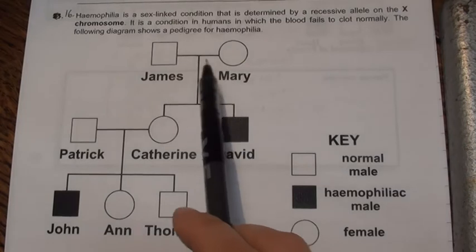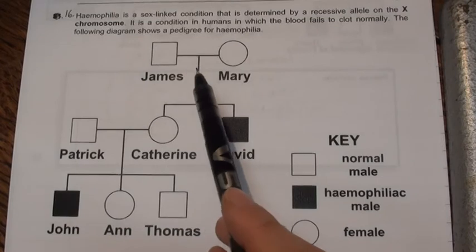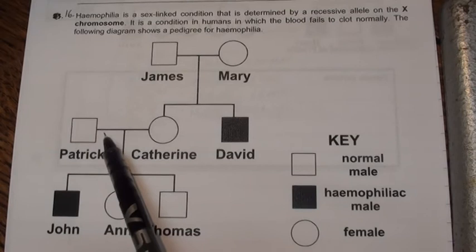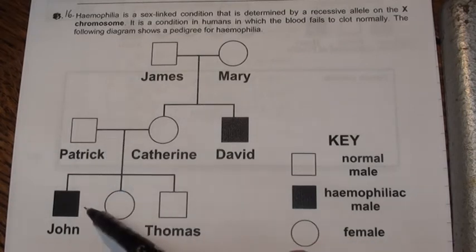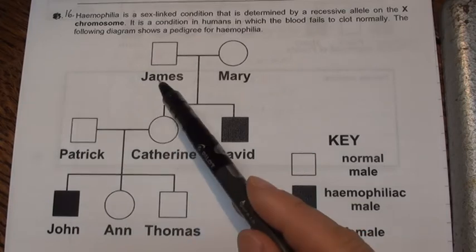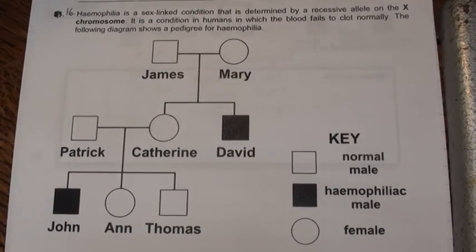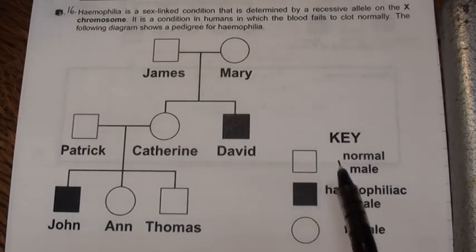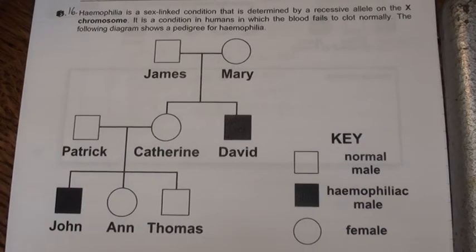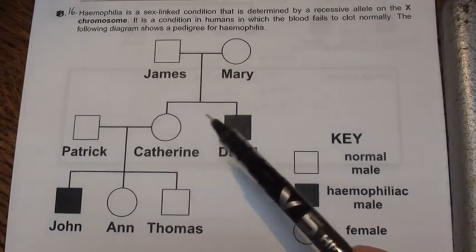So James and Mary are the parents, right? They were married and decided to have kids, and their kids are Catherine and David. And then Catherine, in turn, met this chap called Patrick and had 3 kids of her own. So John, Anne, and Thomas are the grandchildren of James and Mary. And then you've got the key to explain what each of the symbols means. So you've got normal male, hemophiliac male, or a female. And your job is to identify the genotypes of every person in this diagram.